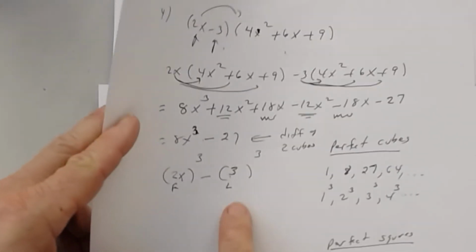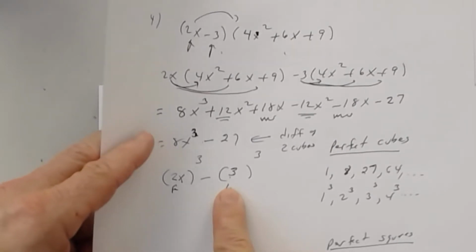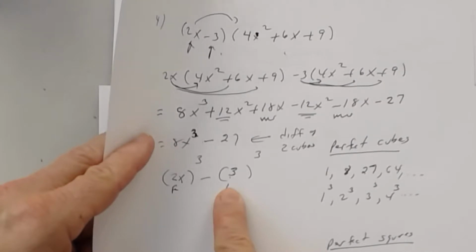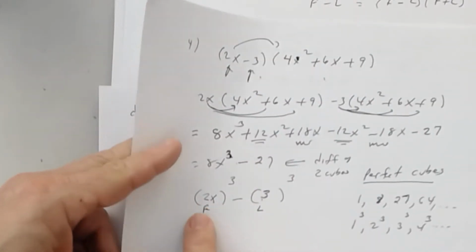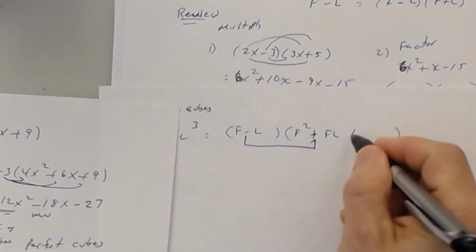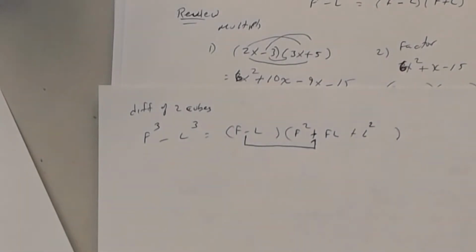All right, look at your last. What's my last term right here? What's L in this case? 3. To get a 9, I can say 3 times 3. Just like to get that 4x squared, I said 2x times what? 2x. So meaning F times F. So here, that's going to be plus L what? Squared. So there's your formula. So the difference of two cubes will be F minus L, that's your binomial, times, and your trinomial is going to be F squared plus FL plus L squared.